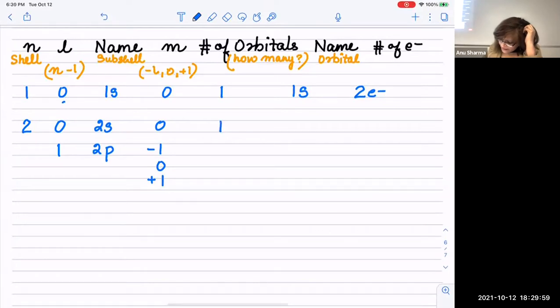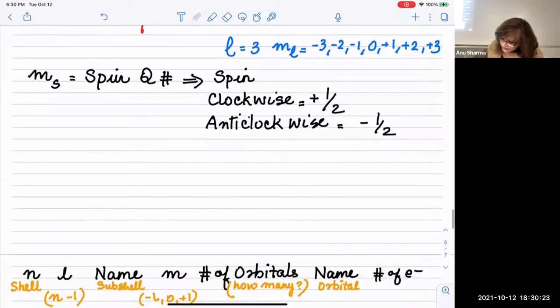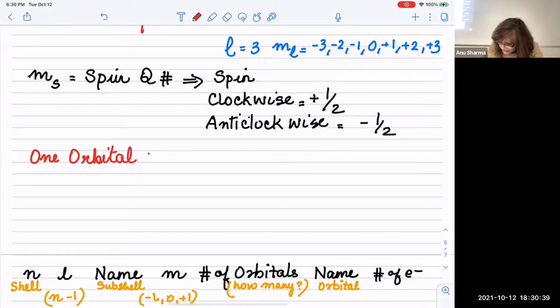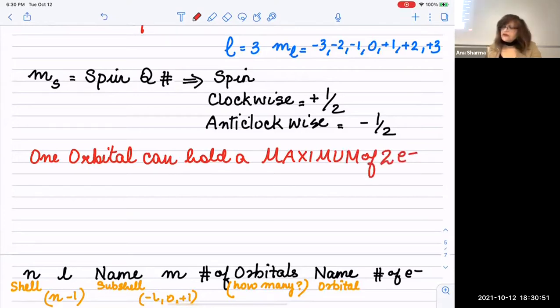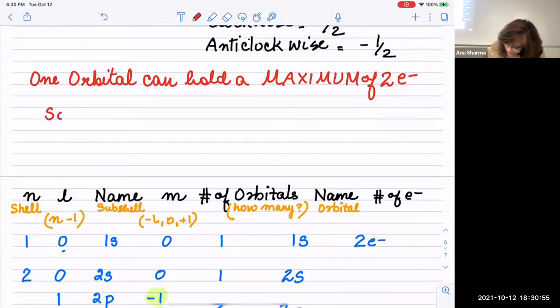So the number of orbitals for 2s is 1. Here, how many orbitals do you see? 1, 2, and 3. 3 orbitals, very good. So the name is 2s and 2p. How many electrons? Remember that every orbital, or one orbital rather, can hold a maximum of 2 electrons.